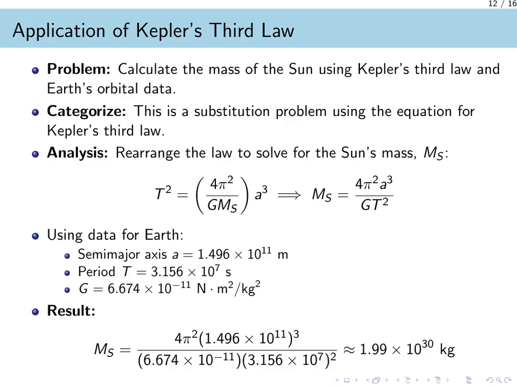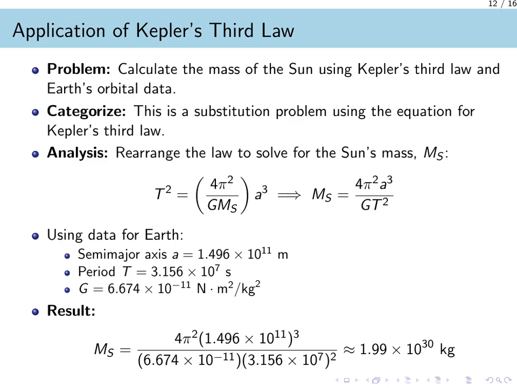First, we take the equation for Kepler's third law and algebraically rearrange it to solve for the mass of the central body, which we will call m sub s for the Sun. This gives us the expression m sub s equals the quantity 4 times pi squared times a cubed, all divided by the quantity g times t squared.